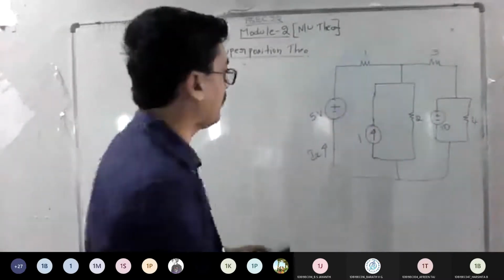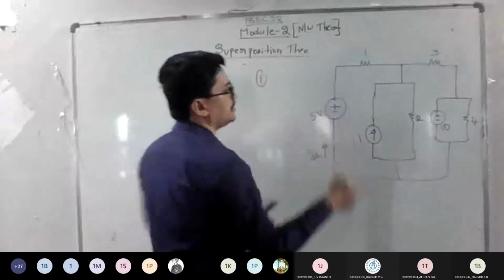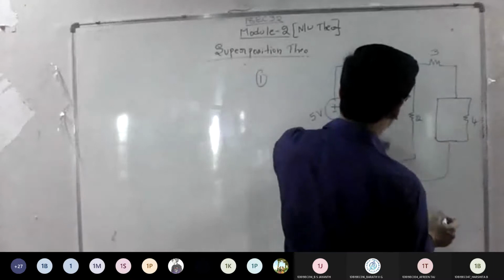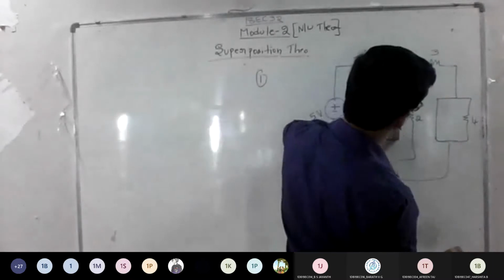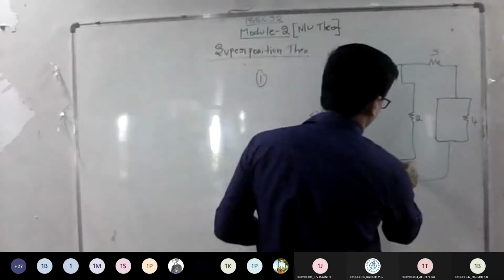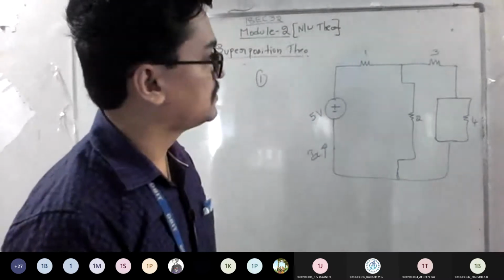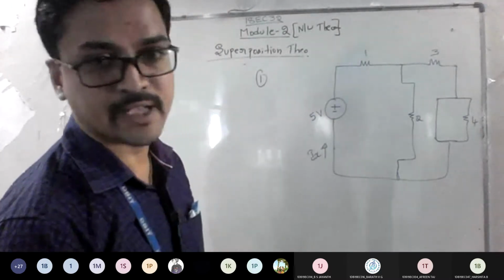Okay? So case number 1: 5 volt active, 10 volt is shorted, and this becomes an open path. So this becomes an open path. So what is the meaning of this?